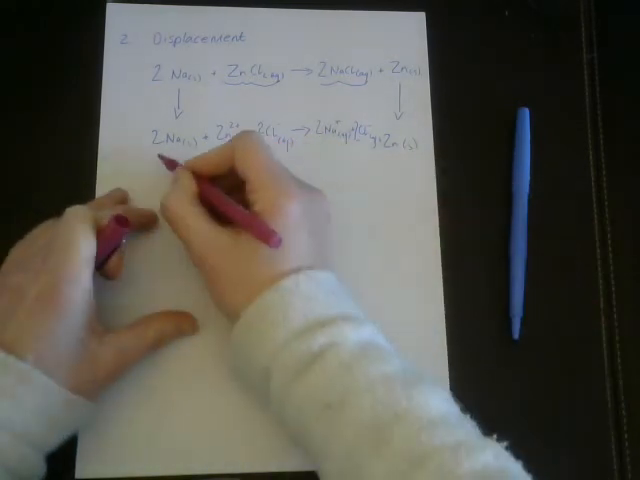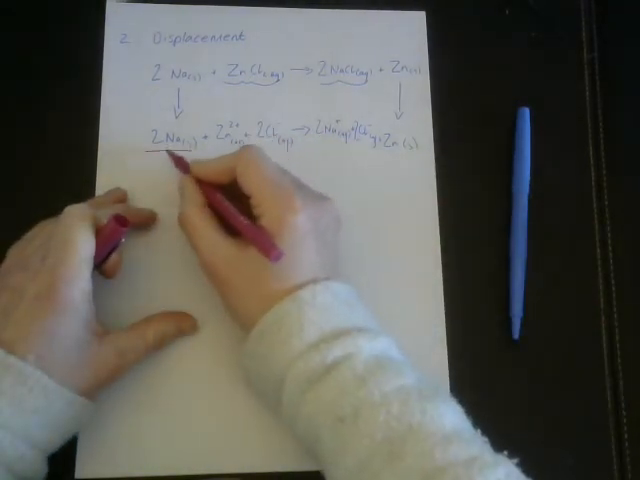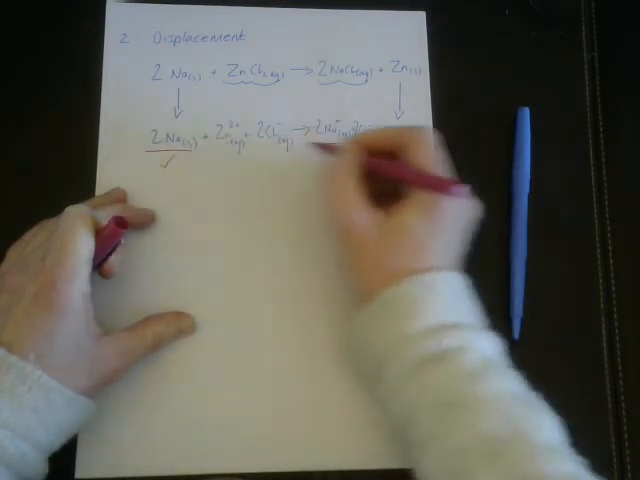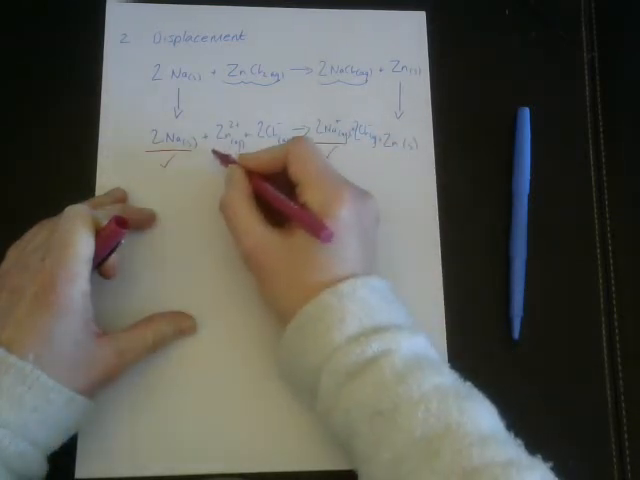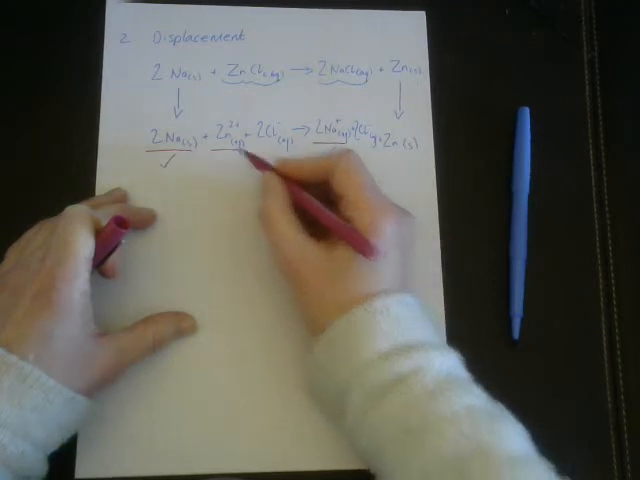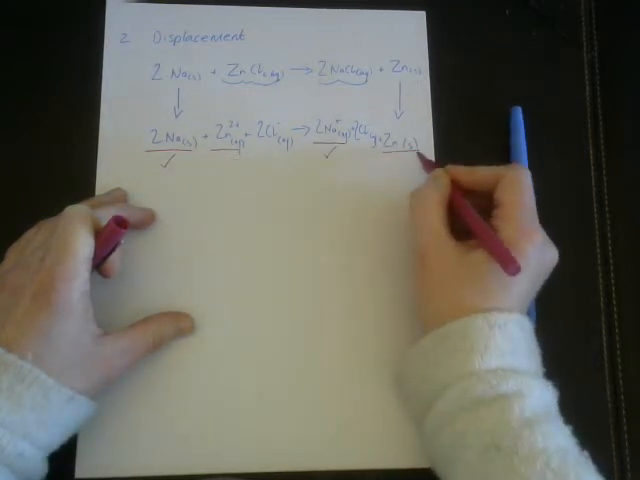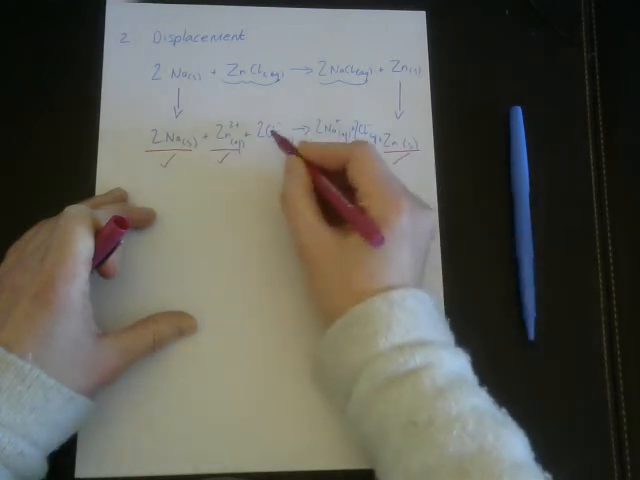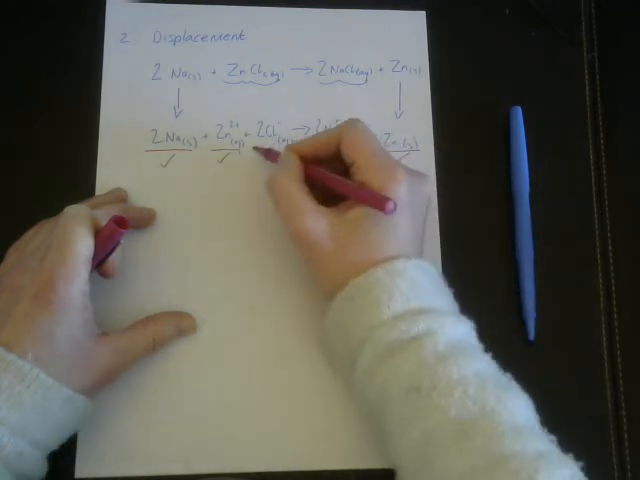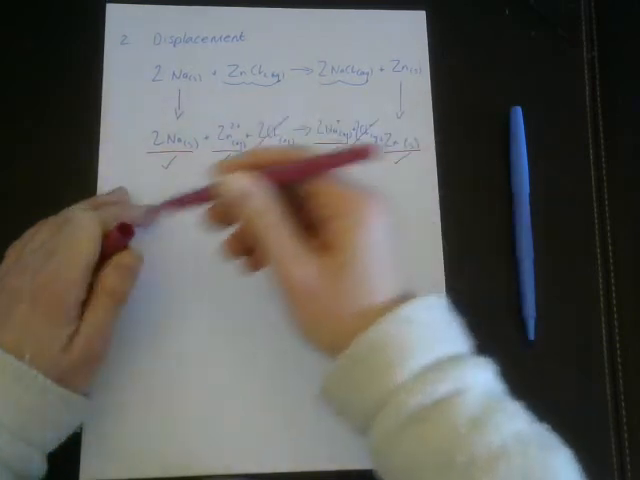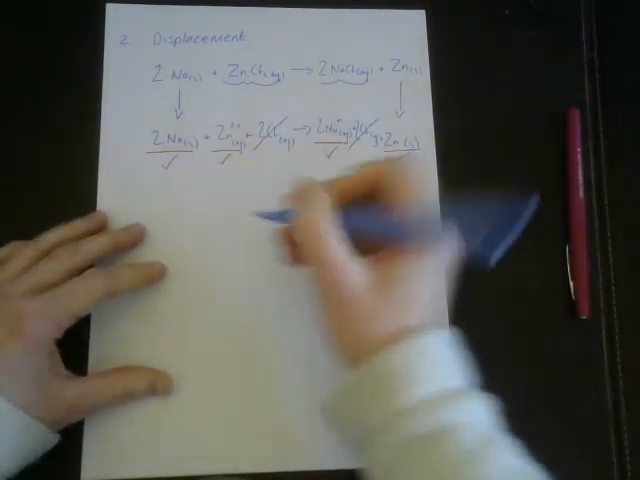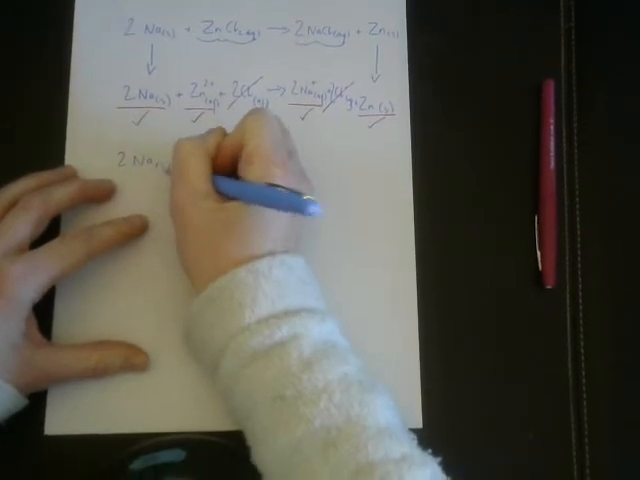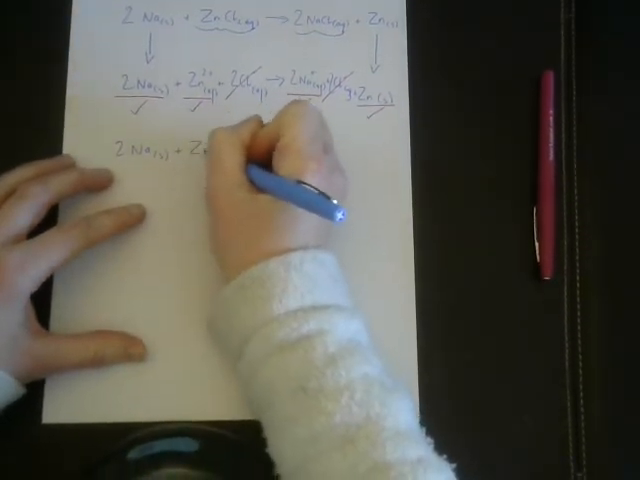The sodium, it's neutral here because it's an atom, it goes to a positive charge here, it has changed charge, we're going to keep that in. The zinc over here is a 2 positive charge. Over here it's become neutral, so we're going to keep that in. The chloride ion here and here are the same. They are our spectator ions, so we will get rid of those. So the ionic equation for that reaction would be written like this.